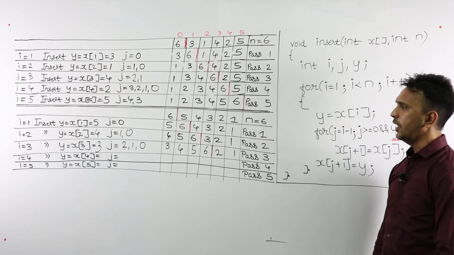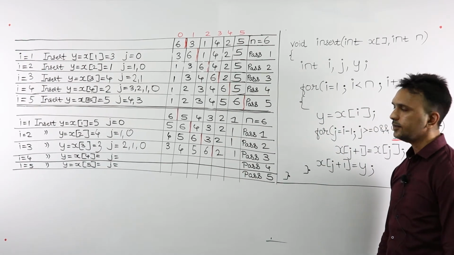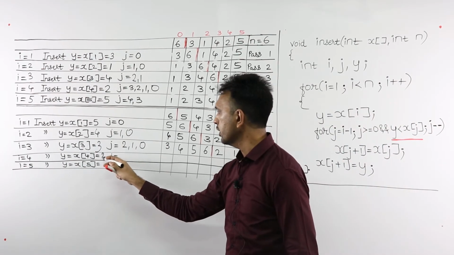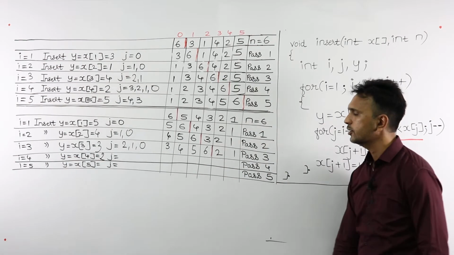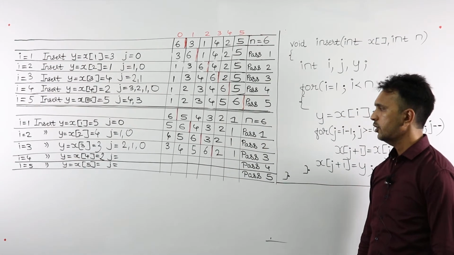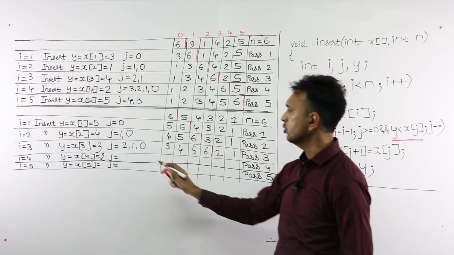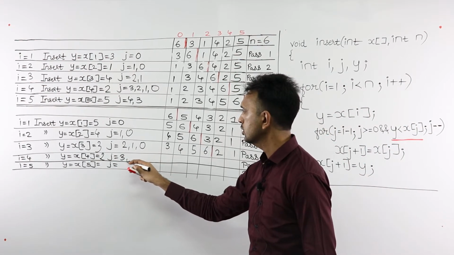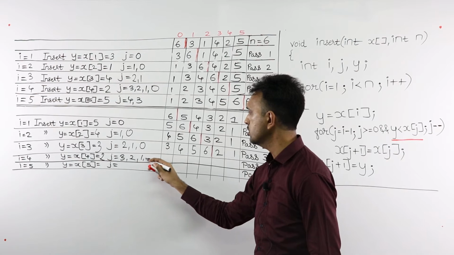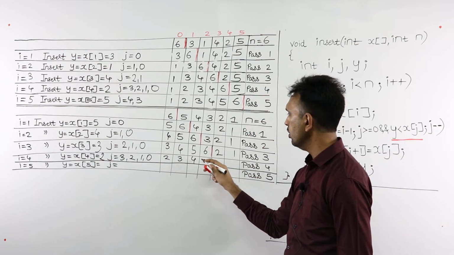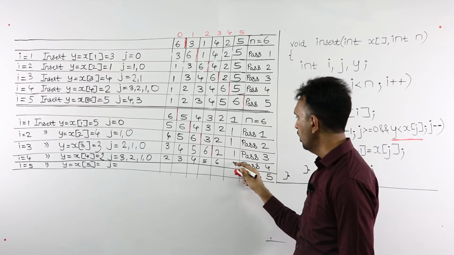Then what is the next y? The next y is 2. So now is 2 less than 6? True. Less than 5? True. Less than 4? True. Less than 3? True. J equal to 3, 2, 1, 0. So this is 2, 3, 4, 5, 6, 1.